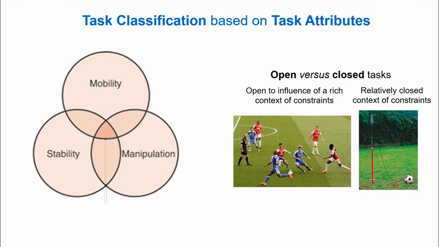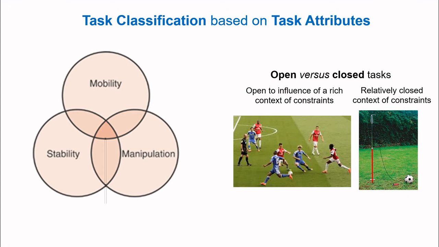We can also consider other task attributes. A task can be more open or more closed. A more open task is open to the influence of multiple constraints. In a game of football or soccer, a complex set of factors shape the movement patterns that are organized to satisfy the demands of the game. Those demands can change moment to moment in the game of football.